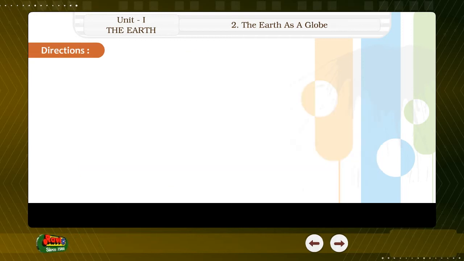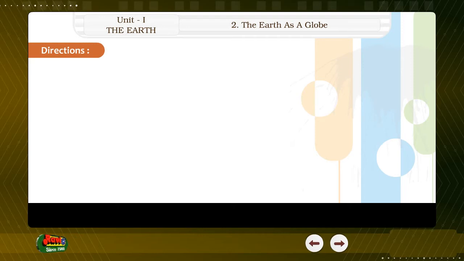Directions. There are 4 directions. They are north, south, east, west. These directions are given to understand the map.